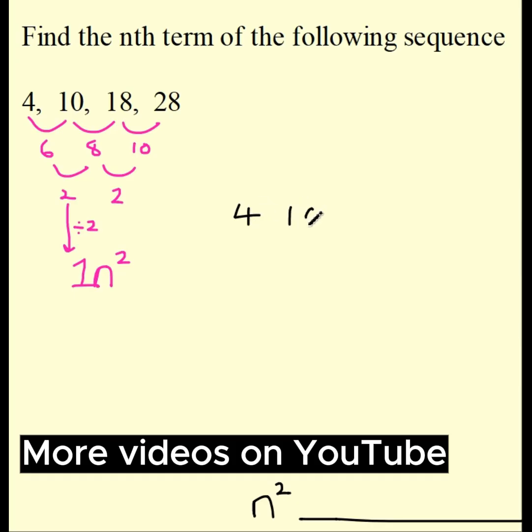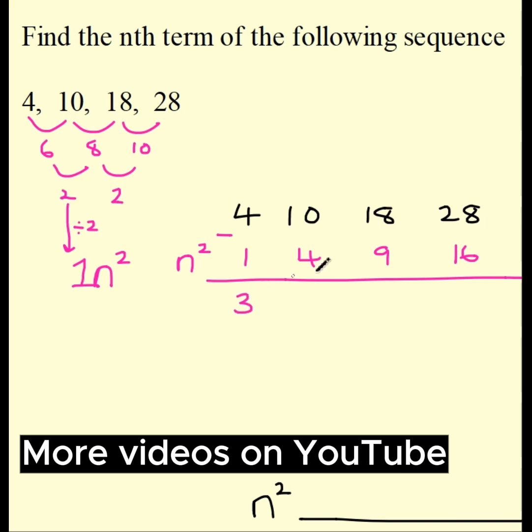So our sequence is 4, 10, 18, 28. From that we're going to subtract the n squared sequence. The n squared sequence is 1 times 1, 2 times 2, 3 times 3 and 4 times 4. 4 subtract 1 is 3, 10 subtract 4 is 6, 18 subtract 9 is 9 and 28 subtract 16 is 12. We now need to figure out the nth term of this part in order to put that here for the last part of the sequence.